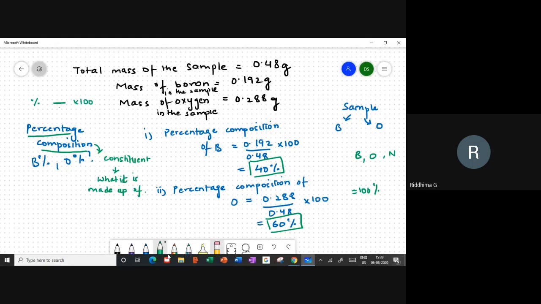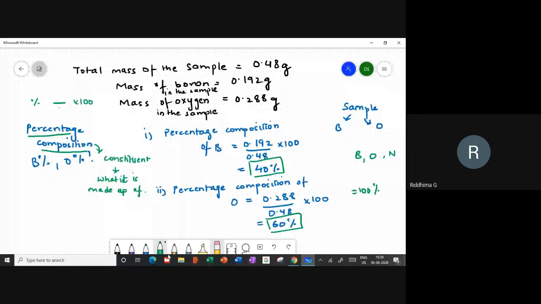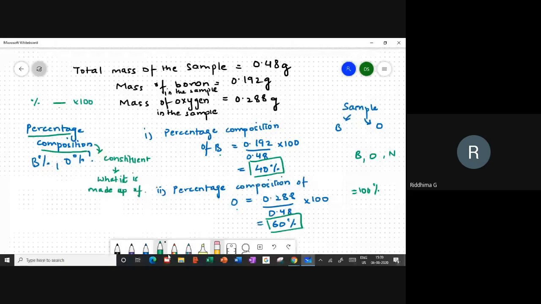So whenever they ask you percentage composition, you need to take each element or each constituent separately and find the percentage. Like in this sample, it's just boron and oxygen, so you find the percentage of boron and the percentage of oxygen, and that's all you have to do. Suppose they gave you a sample which contains oxygen, nitrogen, and hydrogen. Then if they ask percentage composition, you need to find the percentage of each of them.